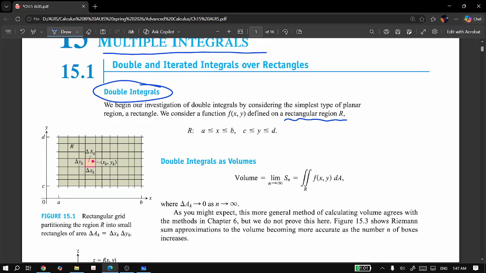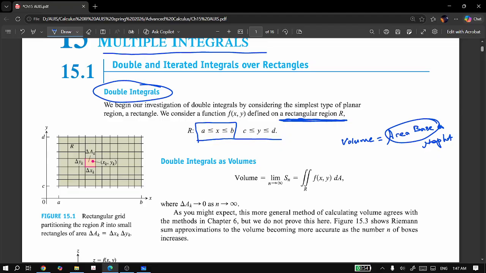Because when we're finding volume, if you remember, volume is equal to what? Area of base, okay? Area of base multiplied by what? Multiplied by the height. So the base that we have got here in 15.1, we're focusing on rectangular bases. When we have rectangular bases, x is a number between two different numbers a and b, and the value of y is between c and d.